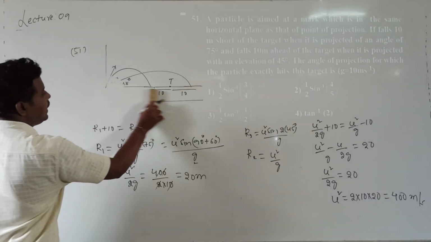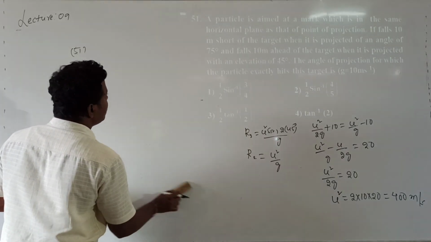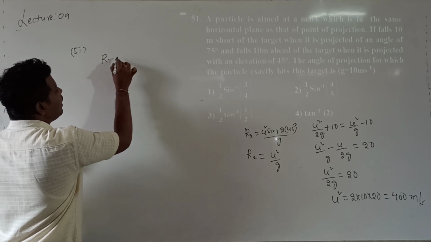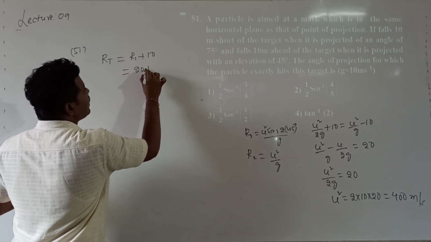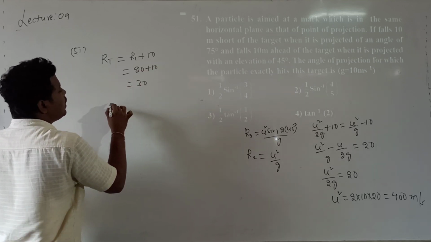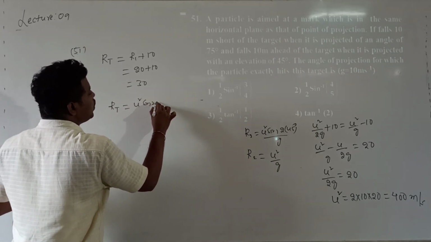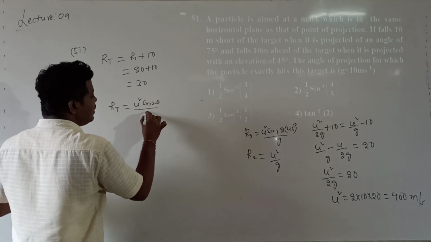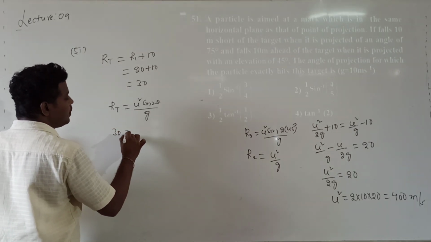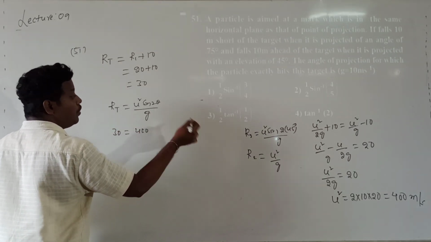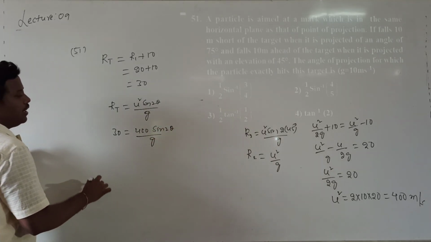Now you see what is the target distance? Can I call target RT? RT is equal to R1 plus 10. So that is R1 value 20 plus 10, so how much is it? 30. So what is the formula for RT? RT is equal to U square into sine 2 into theta divided by G. So this is our required theta, angle of projection. Now I know RT value. So 30 is equal to U square value I know, 400, into sine 2 theta divided by G.